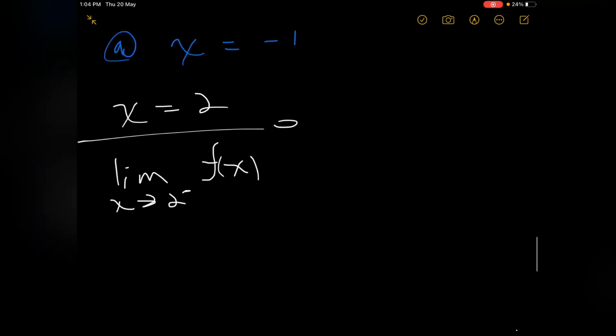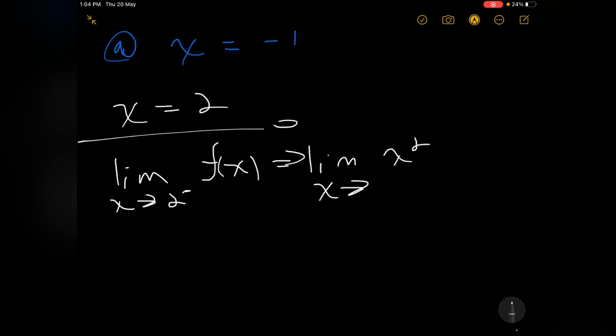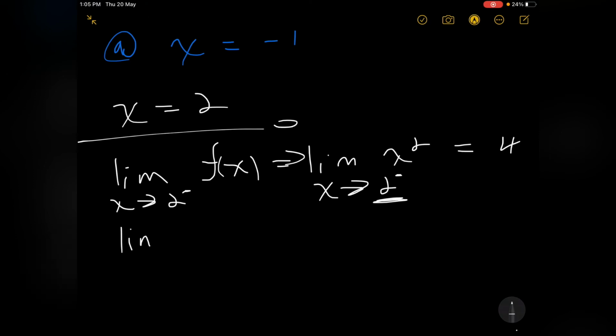So our function would be x squared. So the limit of x squared as x approaches 2 from the left would be 4. And that is because we would substitute 2 for x, and when we square it, we'd get 4. Next, we want to approach it from the right. The limit of f of x as x approaches 2 from the right.